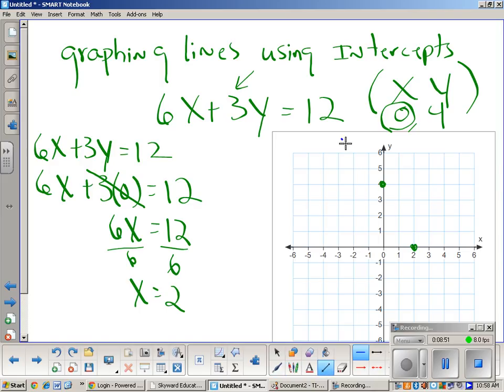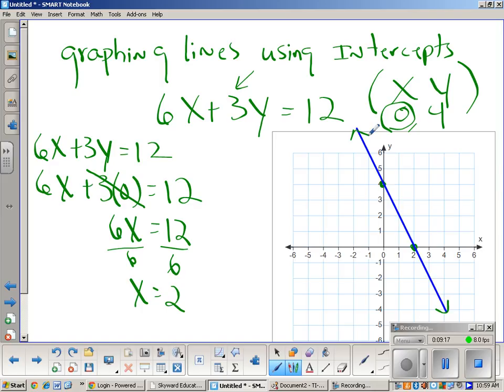Boy, I'm way off here, but I'll fix this. It goes down 1, 2, 3, 4, 5. There we go. Down 5 over 2. So I've just gone ahead and graphed that line based upon the intercepts.